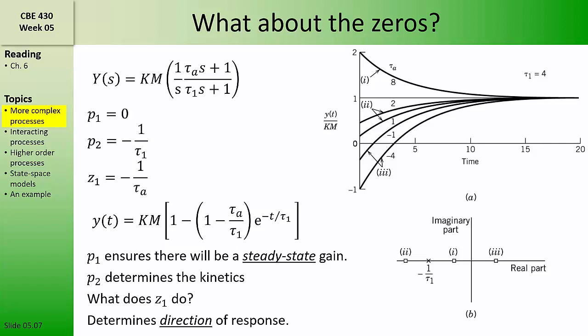What kinds of physical processes can give rise to these sorts of lead-lag elements? In the next video, we'll give a simple example of a physical process that can give rise to a transfer function that looks like this.